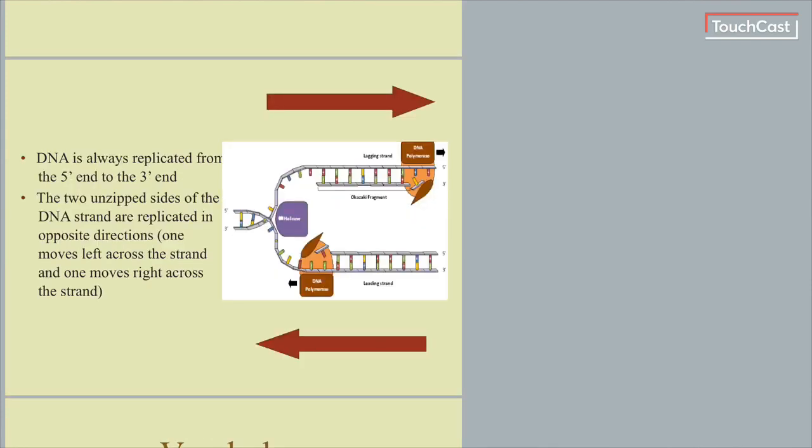DNA is always replicated from a 5' end to a 3' end. The 2 unzipped sides of DNA are replicated in opposite directions. One moves from left across, and the other moves right across. That way, everything's being made in the right pattern.